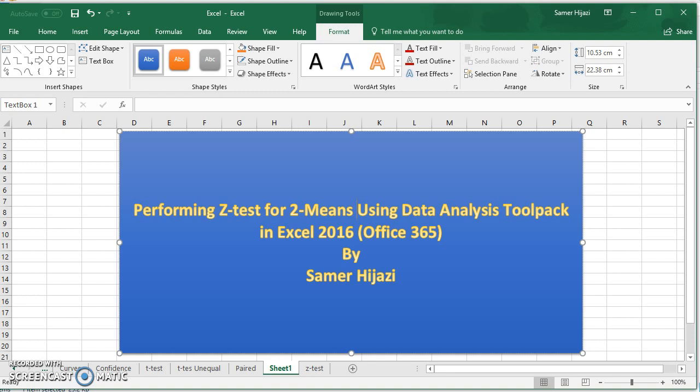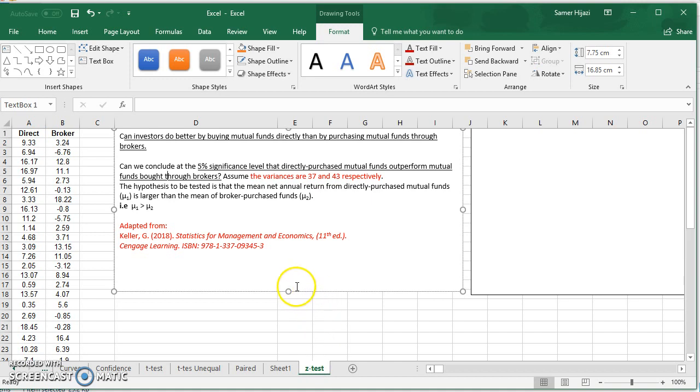In this video, we will perform a z-test for two means using the Data Analysis ToolPak in Excel 2016, Office 365. For this example, we are using the same example we did for the t-test, assuming equal variances, just to compare the result with the other one. To see the difference between them, look for the video that says t-test assume equal variances on my channel.